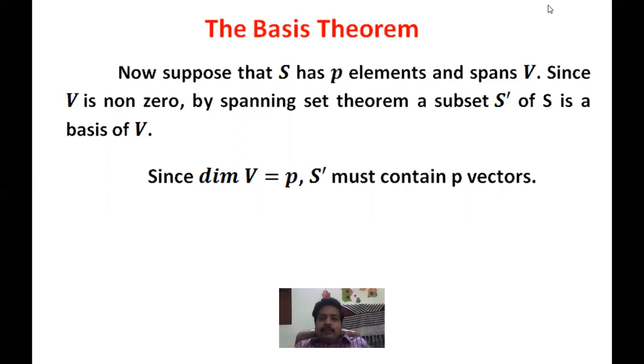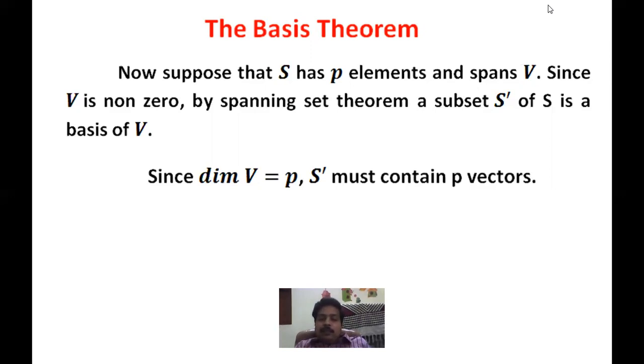So by the spanning set theorem, a subset S dash of S is a basis of V. Sometimes S dash may equal S, of course. Since the dimension of V is P, S dash must contain P vectors. So S dash is a basis. We can form a basis S dash out of S, but since it is a basis, it must also contain P vectors. So S has P vectors.